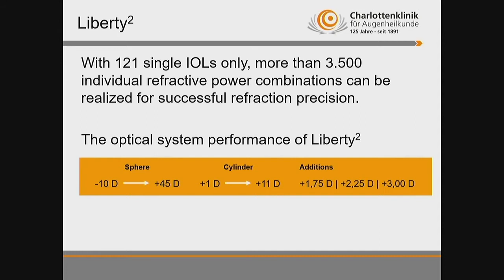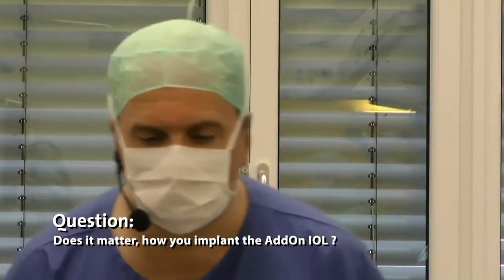If you combine the optical system performances of the Liberty system, you have a sphere you can correct from -10 diopters to +45. You can correct the cylinder from 1 diopter up to 11. And with regard to the addition in terms of reading ability in the multifocal IOL, you have the choice between +1.75, +2.25, and +3. So with 121 single IOLs only, you can individualize a refractive power combination of 3,500 different diopter combinations, which makes the whole storage problem and the administrative part very easy.